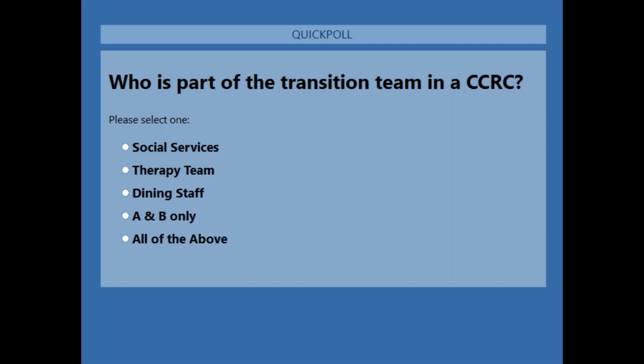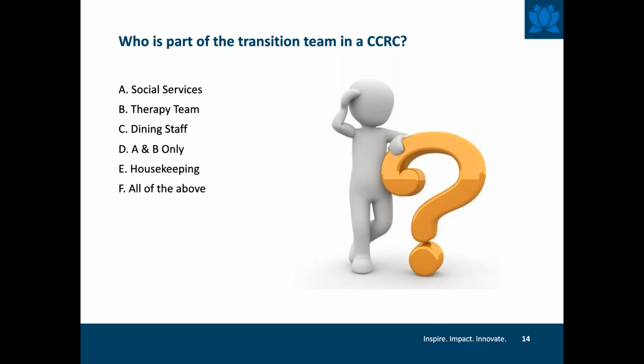Okay, about 75% of you have answered, so I'm going to go ahead and close it. And it looks like 71% said all of the above, 27% said A and B only, 1% said therapy team, and 1% said social services. All right, the correct answer is F, all of the above.